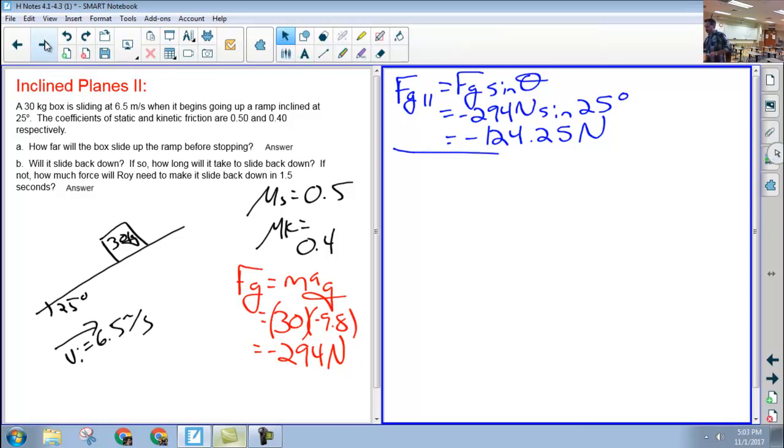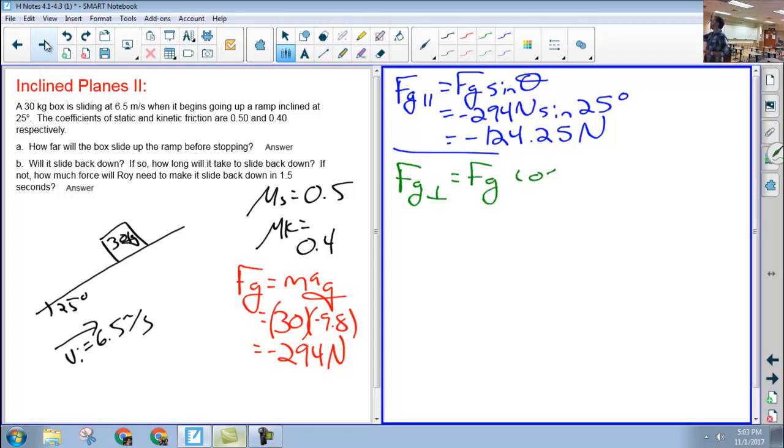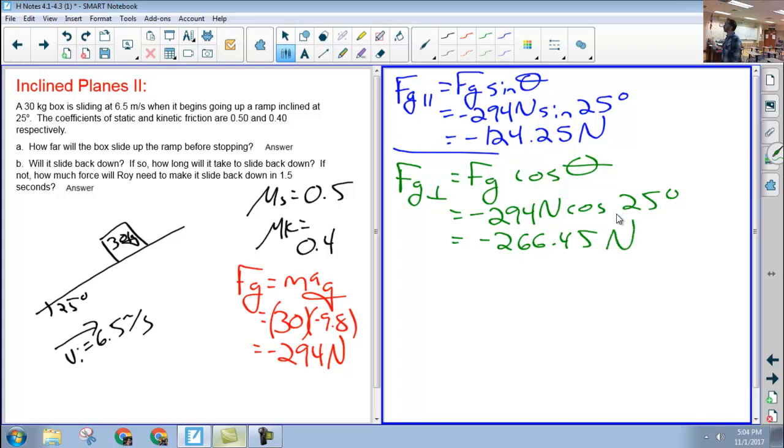All right, similarly, we can find our Fg perpendicular. So that's Fg times the cosine of theta. All right, so that's negative 294 newtons times the cosine of 25 degrees. So that gives us negative 266.45 newtons. All right, so that's my step 1. Find the force of gravity, and because it's on an inclined plane, find the components.